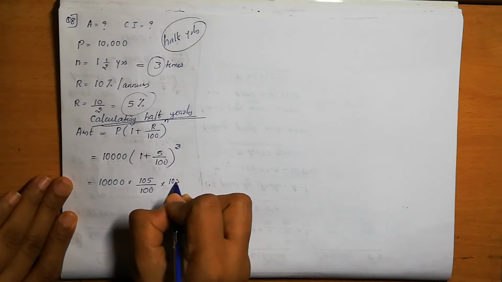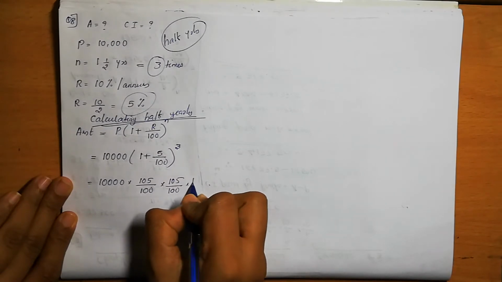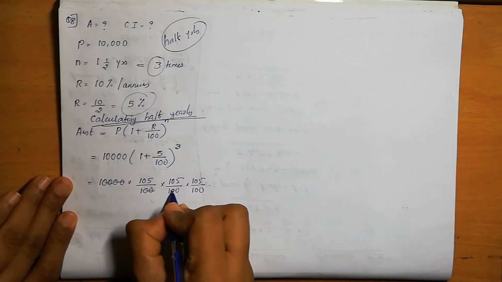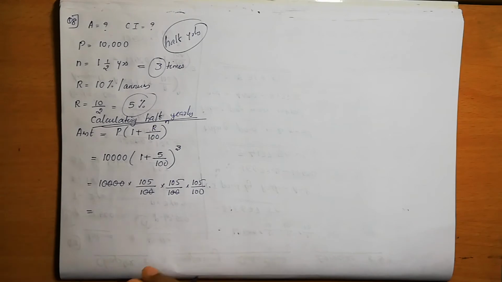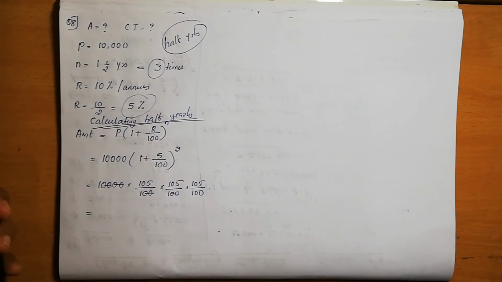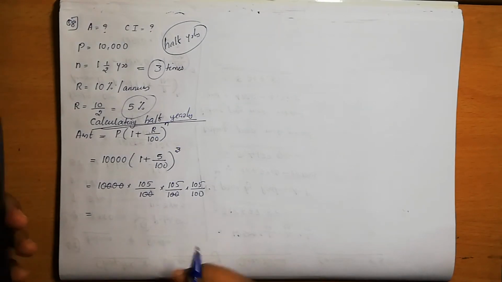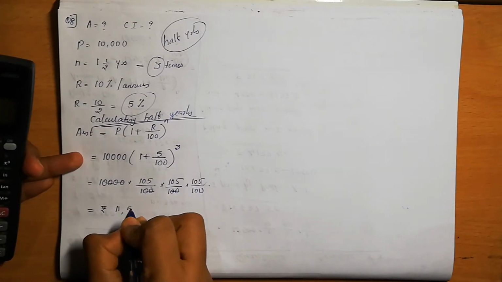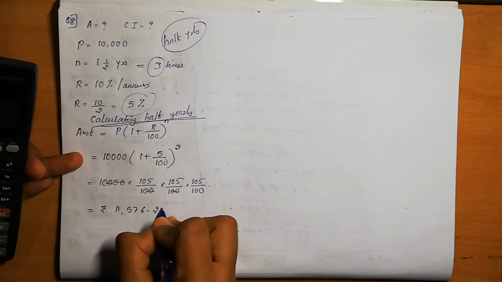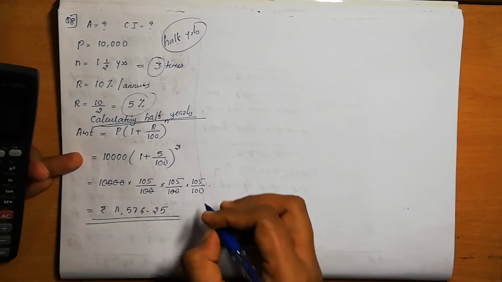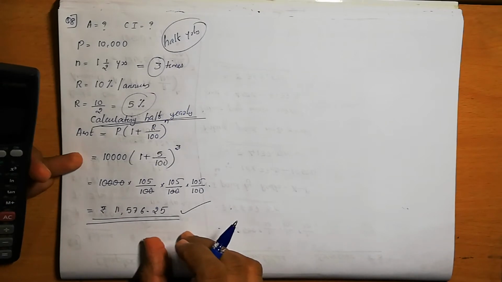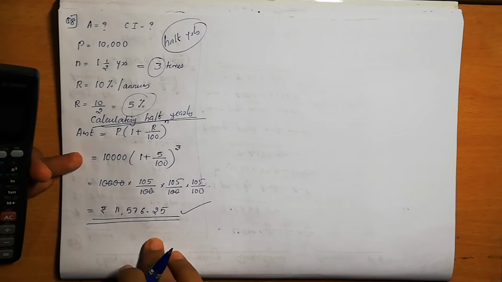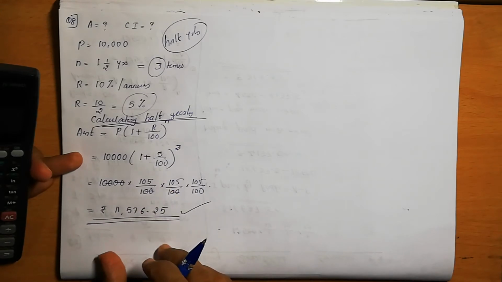That means 105 by 100 into 105 by 100 we can write. Here also 20 cancel. So remaining is 105 cube divided by 100, we will get rupees 11,576.25. This is the amount. This is the one part of the question, correct? Amount we are calculating half yearly, so what is the amount? 11,576.25 is the amount at the end of the 1.5 years.